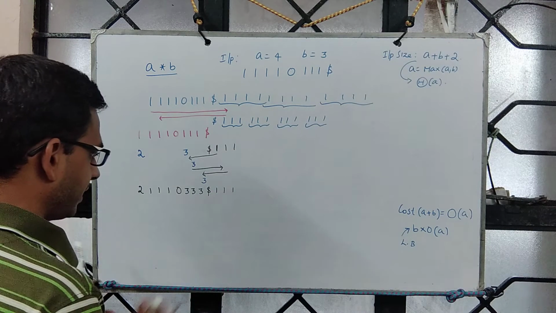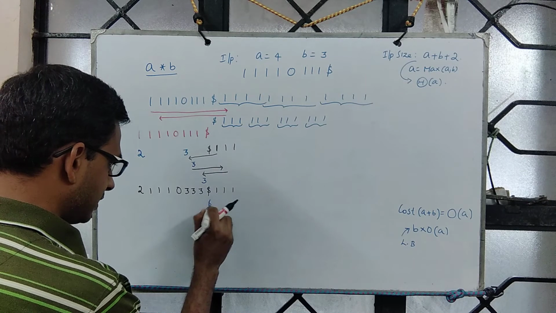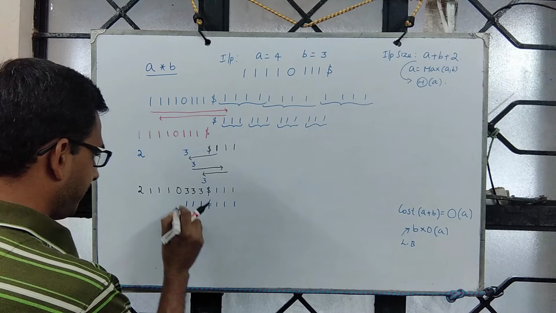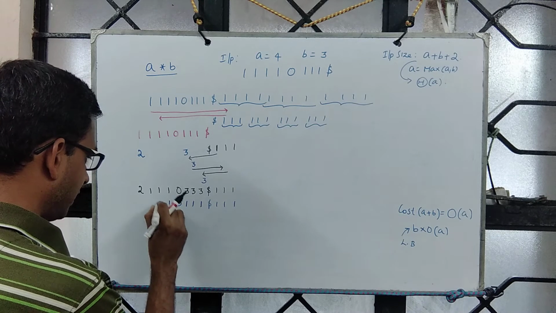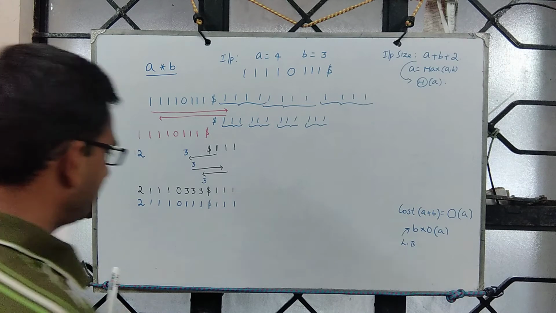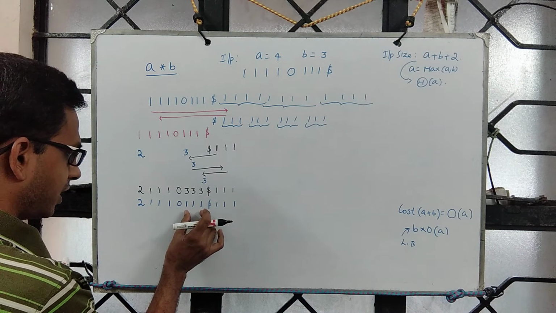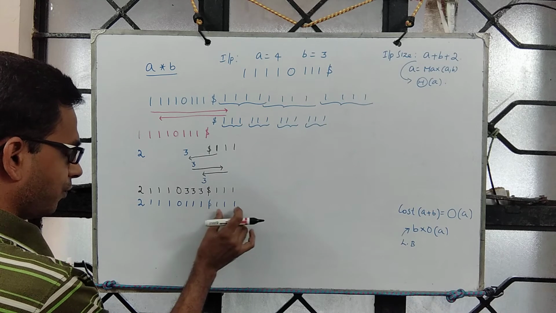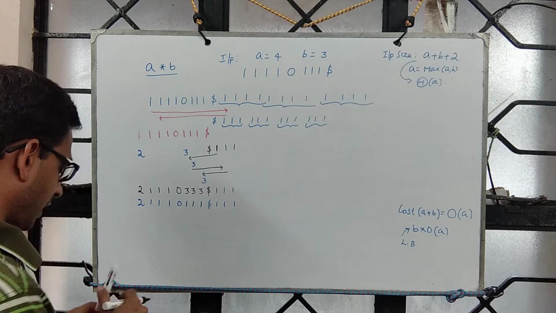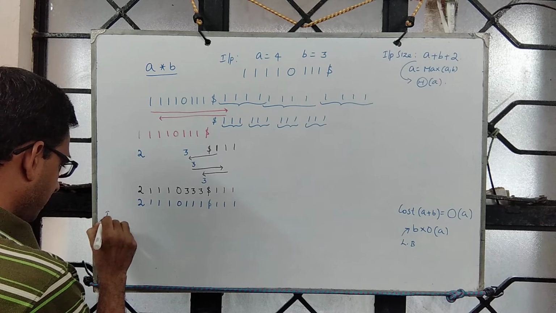At this point in time, what I do, I change all of this to 1 again. Then 0, 1, 1, 1, 2. So at the end of first iteration, after copying B number of ones, this is what we will be having. Next, I will start iteration number 2.